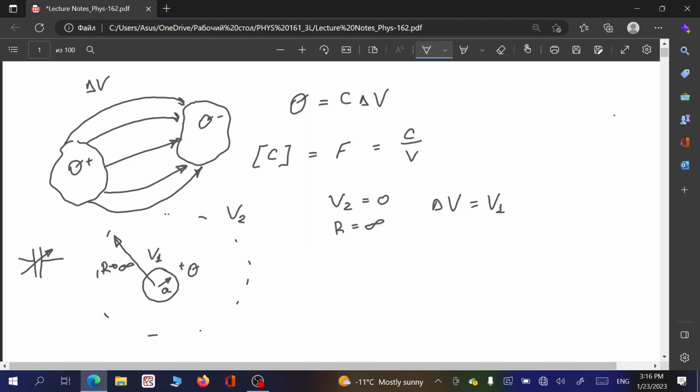So now what will be the electrostatic potential of the surface? V1 will be equal to the electric constant Ke times Q, the magnitude of the electric charge residing on the surface of this sphere, divided by the radius of the sphere. So this is the electrostatic potential of the charged sphere. And now we can determine the capacitance of such a spherical conductor. From this definition, we can write that it will be the electric charge Q divided by the potential difference between the surface of the sphere and some point at infinity. So that will be the electric charge Q divided by V1.